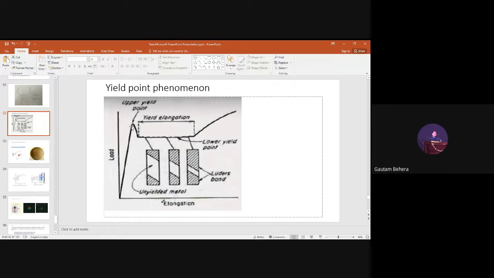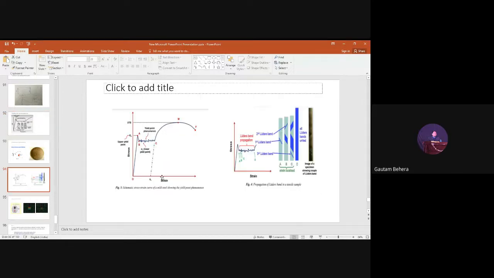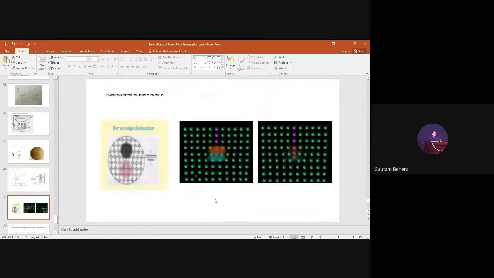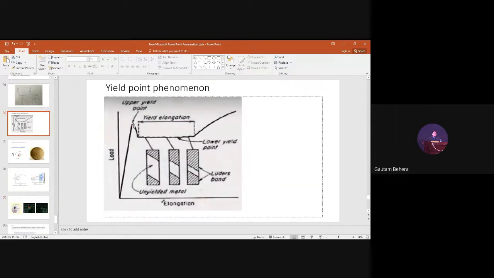But the moment you apply more stress to move the dislocation, it will get rid of this interstitial atom, carbon atom or nitrogen atom, right there, right? So the dislocation will again start moving easily. Then the stress required to move the dislocation will be less. So what happens? The curve will fall down like this, and it will reach the lower yield point phenomenon. So what happens exactly again?